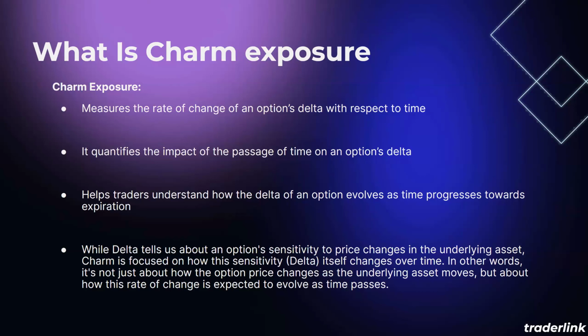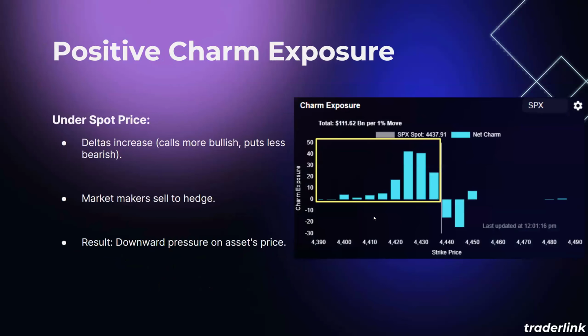But getting into positive charm exposure under spot price more particularly, if there's positive charm exposure below spot price, the deltas of the options under spot price are going to increase as well. For calls, the delta becomes more positive, and for puts, it becomes less negative. Now, to hedge, market makers would need to sell the underlying asset. This places downward pressure on price. So typically, if I see this, I'm expecting fairly bearish price action on the day.